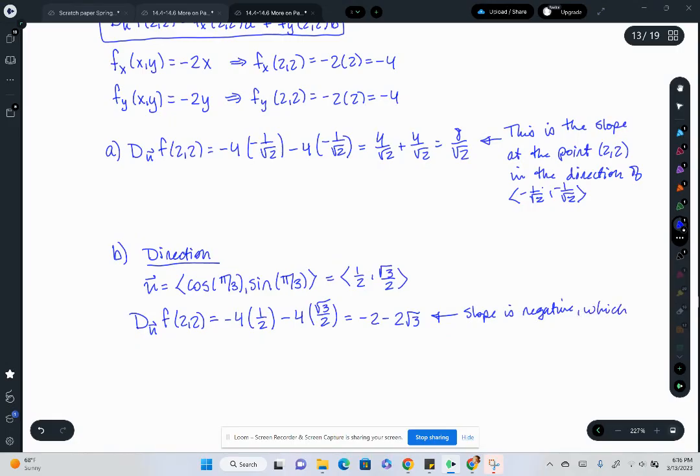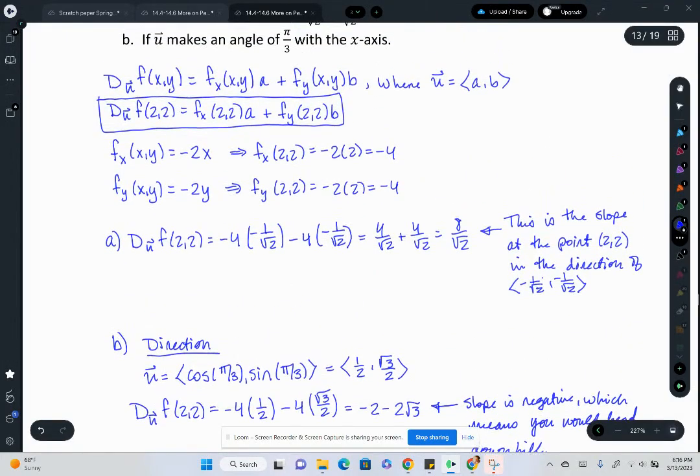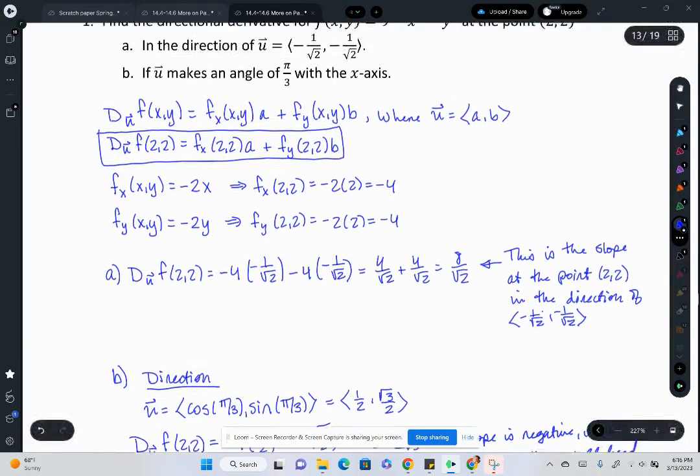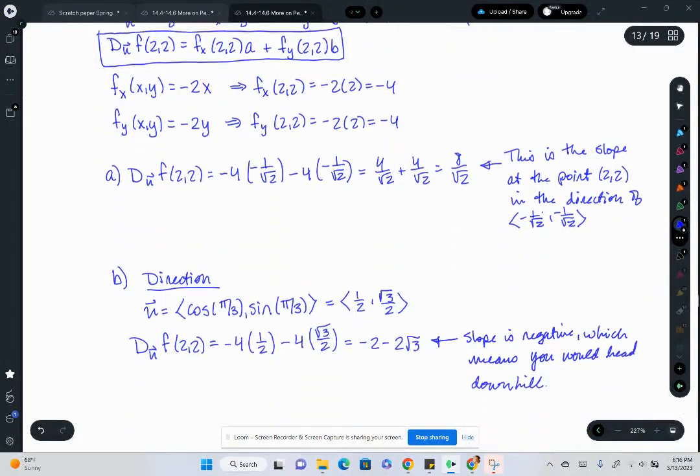which means you would head downhill. Okay, so that's two different ways to calculate a directional derivative, where the two ways just have to do with the different ways that we come up with the unit vector. Like I said, sometimes it's given to us, like in part A, and sometimes we have to make it, like in part B, where they just give us an angle.